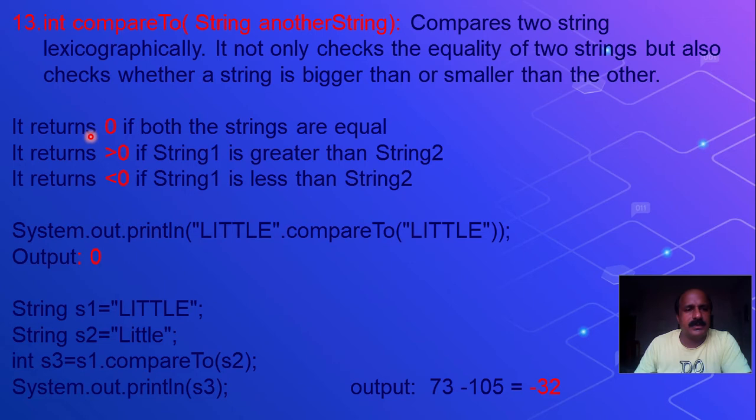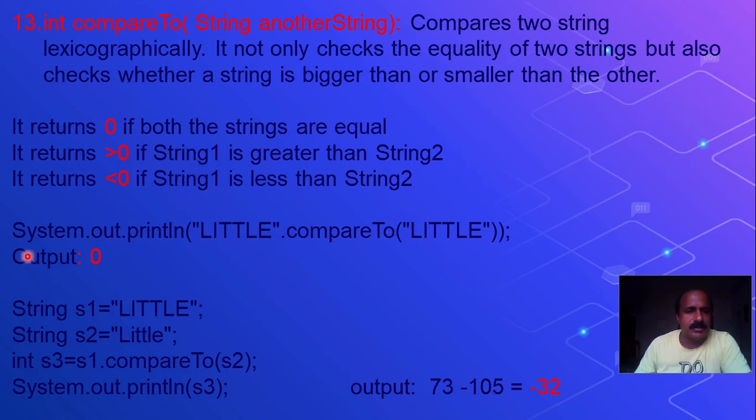Now let us see the examples. Suppose I am giving both the strings equal. Then you will be getting 0. This is a very important point. When the strings we have given are both equal, you will be getting 0. It returns greater than 0 if string 1 is greater than string 2. All these 3 points are very important. And it returns less than 0 if string 1 is less than string 2. The ASCII values will be compared.